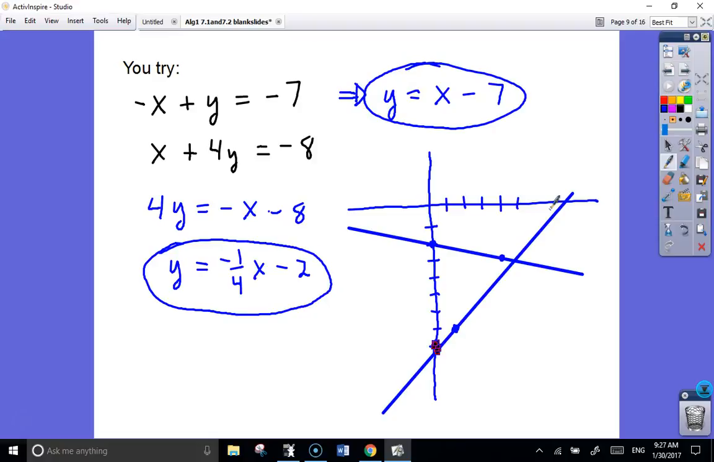Right? So the second line, quiet please, has a y-intercept of -2 and a slope of -1/4. Down 1, right 4. Down 1, right 4. Draw the line. Okay, so now, what do we estimate to be that intersection point? About 4, -3. Okay, let's try and check that out. If I put in a 4, I'll get 4 minus 3 is -7? I mean 4 minus 3 gives... that's correct. How about the other one? 4 plus 4 times -3 is 4 minus 12, which is -8, which is good. So actually that is the exact right point.